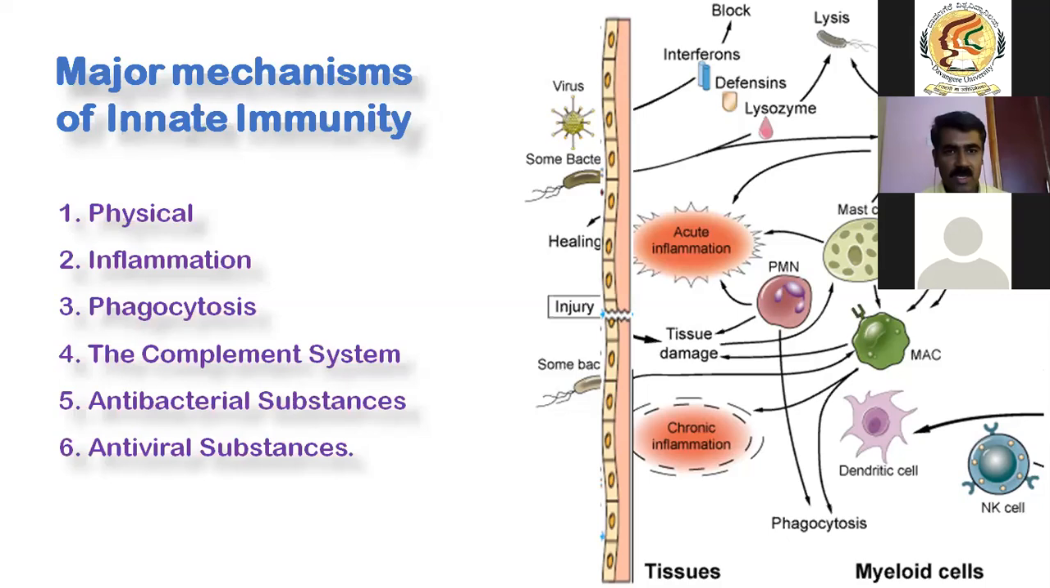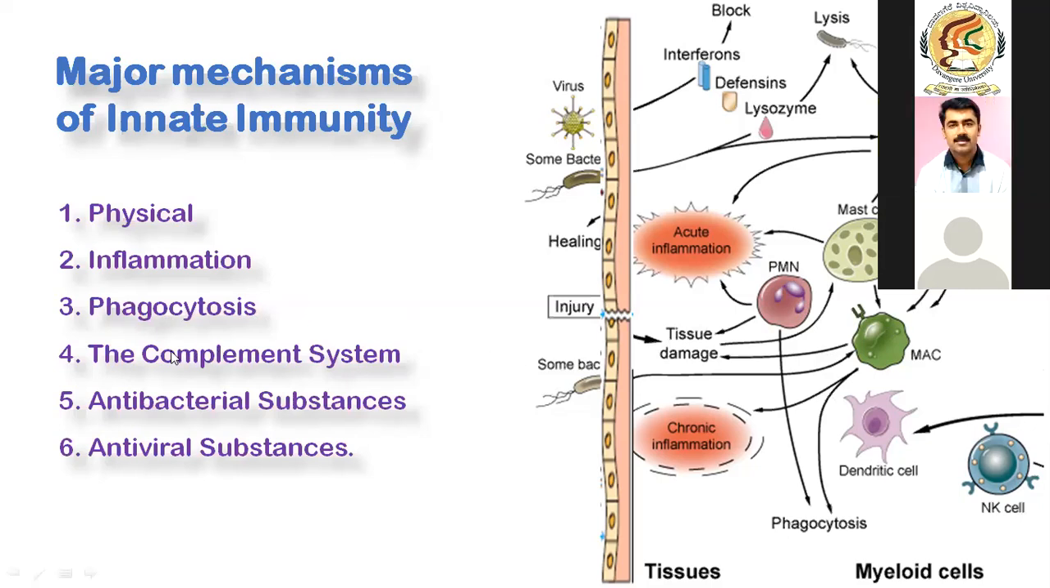But if that is not possible, then the phagocytes come into the picture, like mast cells. In fact, primarily the phagocytes are dendritic cells, macrophages and polymorphonuclear cells. They all come into the picture, and they try to remove and kill those pathogens, right?